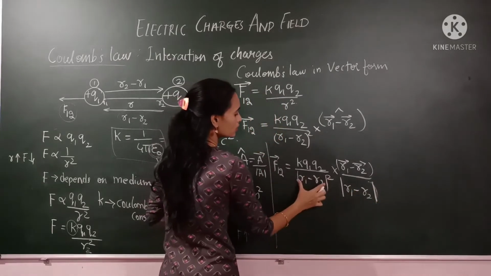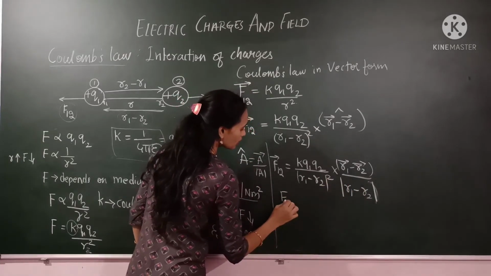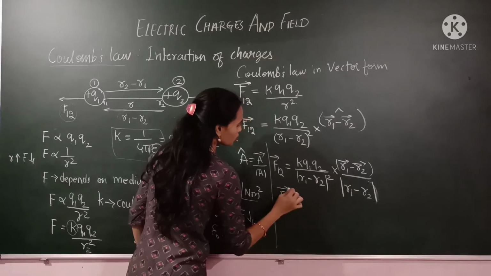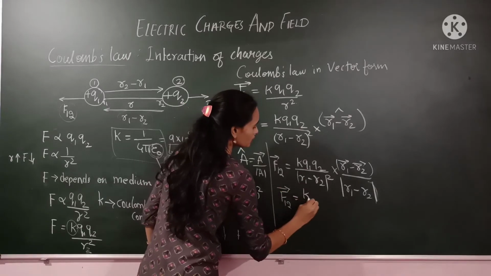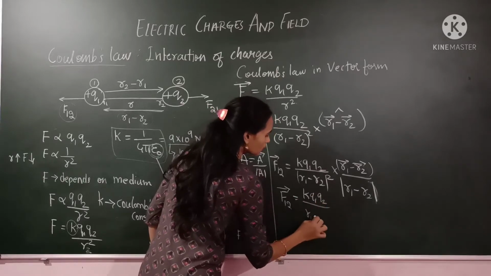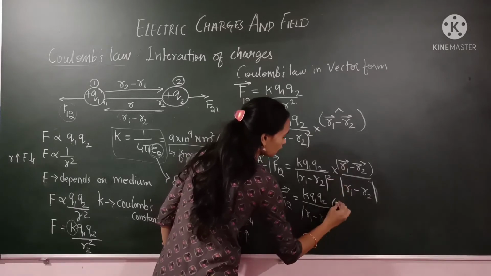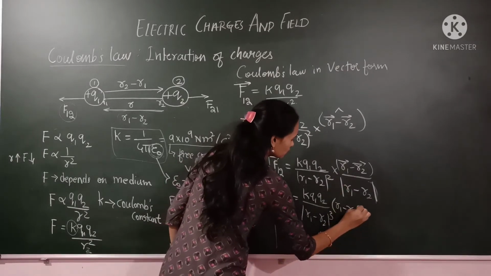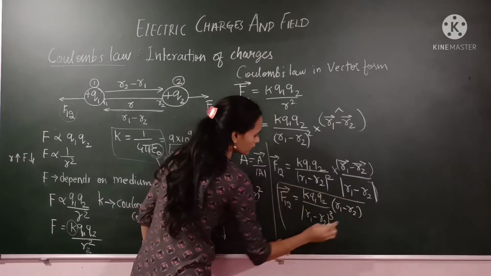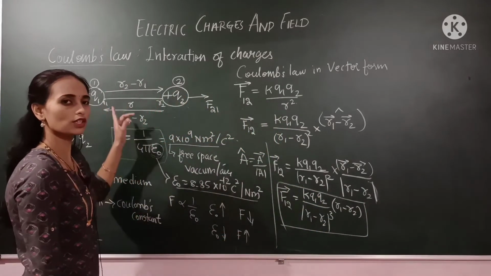Now this value and this value both are the same, so we can take it as R1 minus R2 cube. So this value can be written as K Q1 Q2 divided by R1 minus R2 cube, here R1 minus R2. So this is the vector form of Coulomb's law for the first charge.